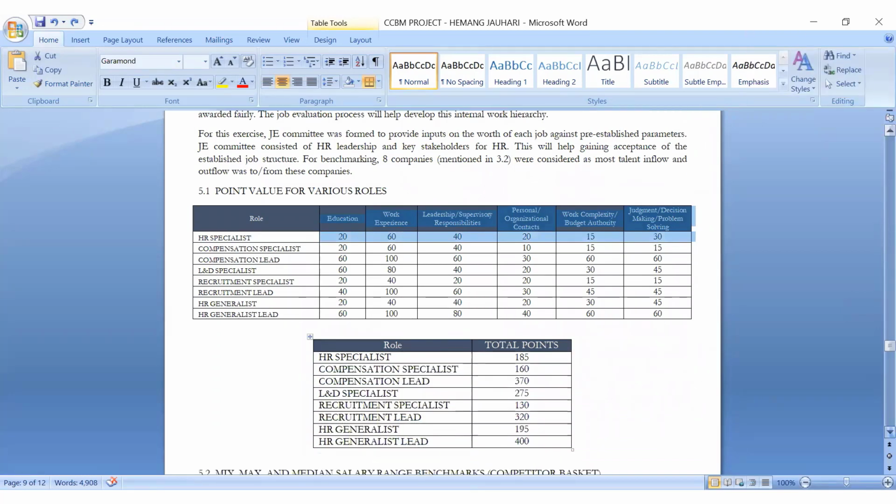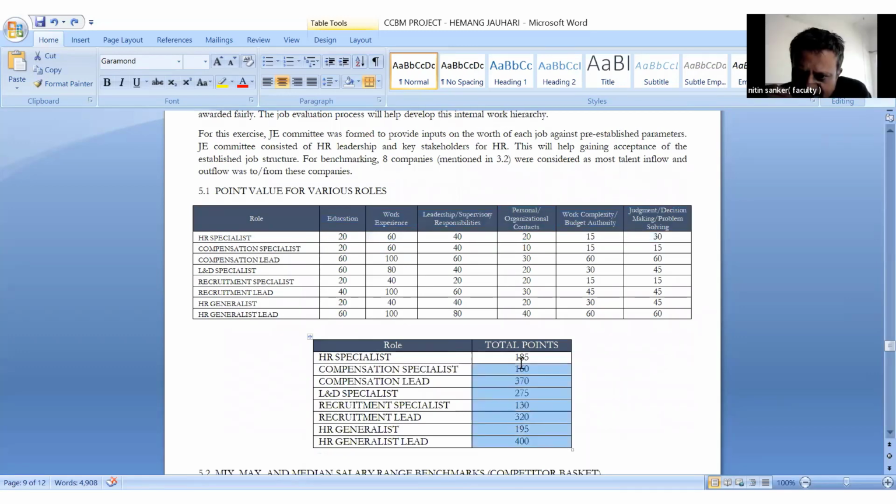Yes. Now we have all this. Now what do I do with this? I need to create a pay line with this. That means I need to know for 185 points, what should be my salary? For 400 points, what should be my salary? How do I get to know this?